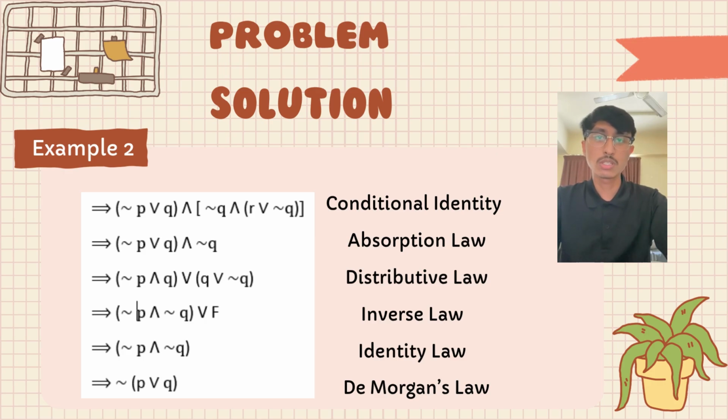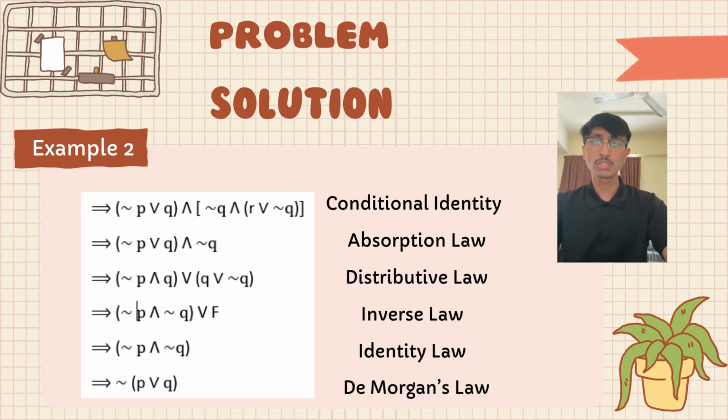Next, we will be using the absorption law. Thus, the open bracket not Q and open inner bracket R or not Q, close inner bracket, close bracket will turn into not Q. So the expression will be open bracket not P or Q, close bracket, and not Q. Thirdly, we need to use the distributive law. With that, we need to expand the expression so it will become open bracket not P and Q, close bracket, or open bracket Q and not Q, close bracket.